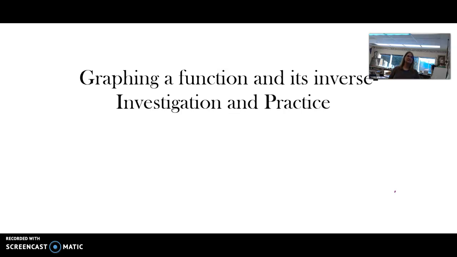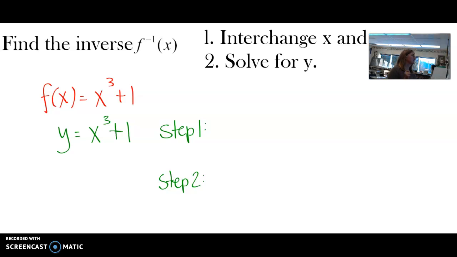All right, well, this is the second video for lesson 4.2 in our textbook on inverse functions. In this video, we're going to look at how a graph of a function compares to its inverse and look for some patterns with that. Okay, so let's first start out.